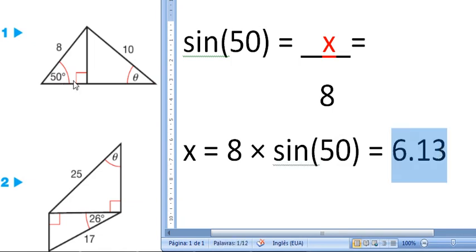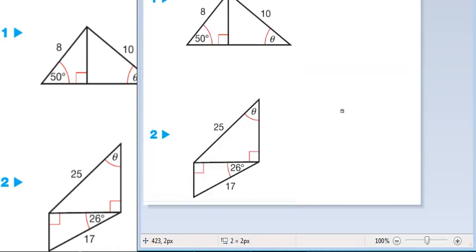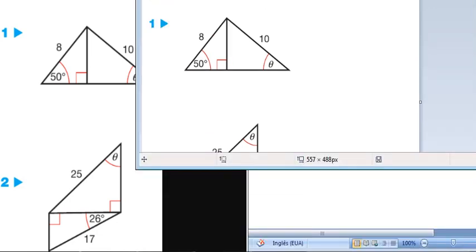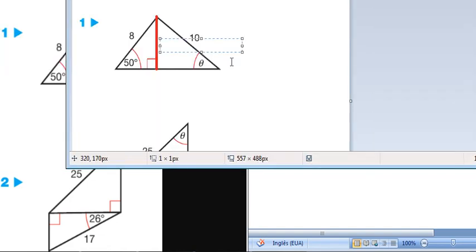Now that we know that this side represents 6.13, and I want to make it very clear for you, let me take my tool here. Let me copy this image and bring it here. Now, let's put here the line. This line here is the line that I'm talking about. This is actually 6.13. That's the length of this side. And we figured that out by using the SOH rule from this first triangle.